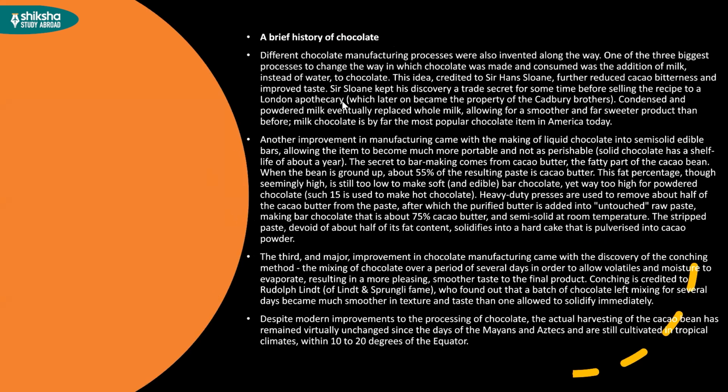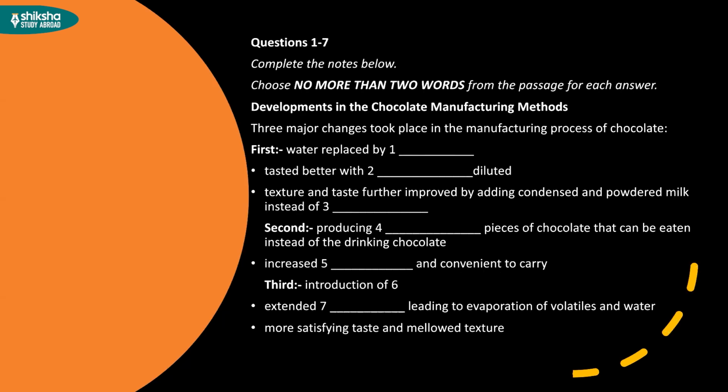Here, as you can see in front of you, is a brief history of chocolate. So there are 1, 2, 3, 4 paragraphs, a long text given to you with 4 paragraphs. This kind of passage will be given to you in the exam as well, so please be aware.